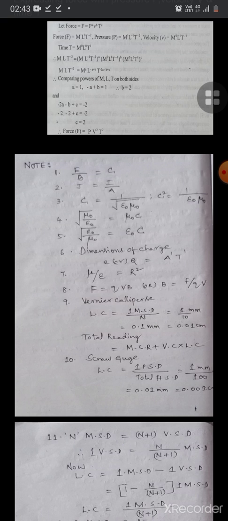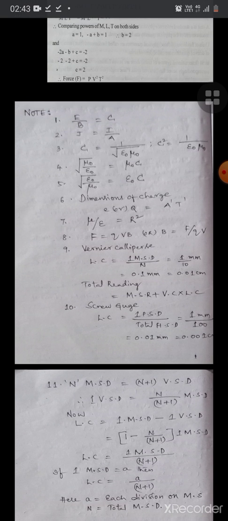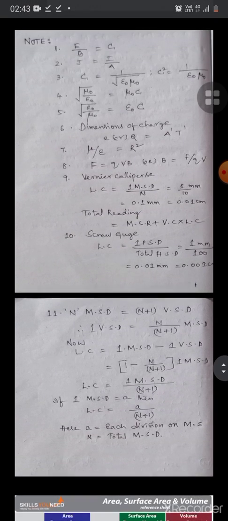into T square. That is, force can be expressed in pressure, volume and time as force F is equal to P, V square, T square. Next, some note points are given. Let us see these note points.